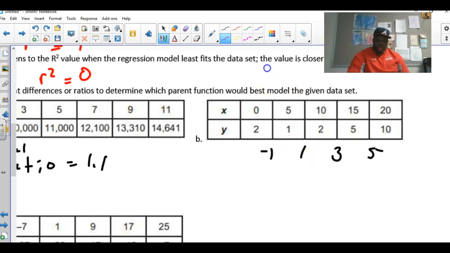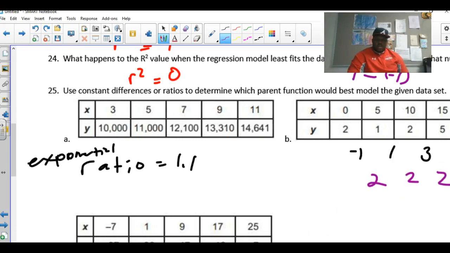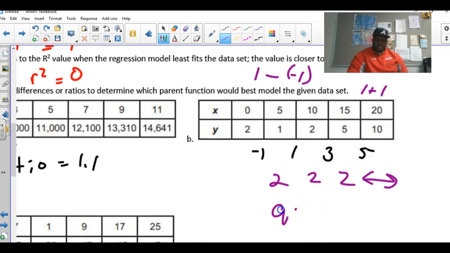So if I do 1 minus a negative 1, the negatives become a plus, which is 2. If I do 3 minus 1, I get 2. If I do 5 minus 3, I get 2. So now I have a constant difference right here, the 2's, which means this is going to be quadratic. All right, it's quadratic with a common difference of 2.